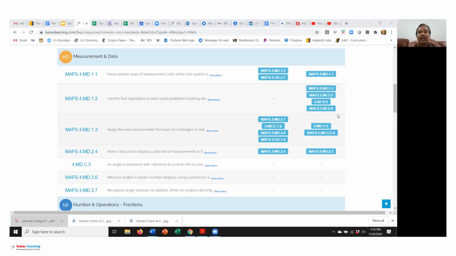So definitely if I had to come up with some kind of a priority, and this chart helps me quickly tell that, oh, MD.1.2 is a high priority standard. So we need to cover that adequately. So it's very simple, easy to use, and it helps you plan your curriculum.